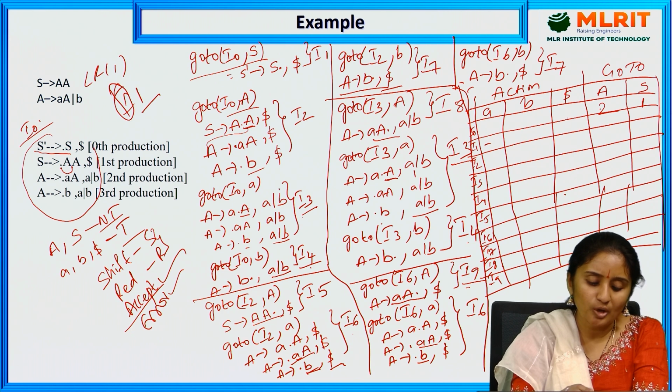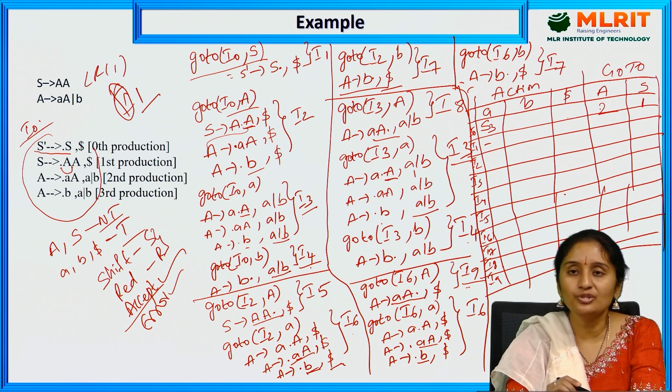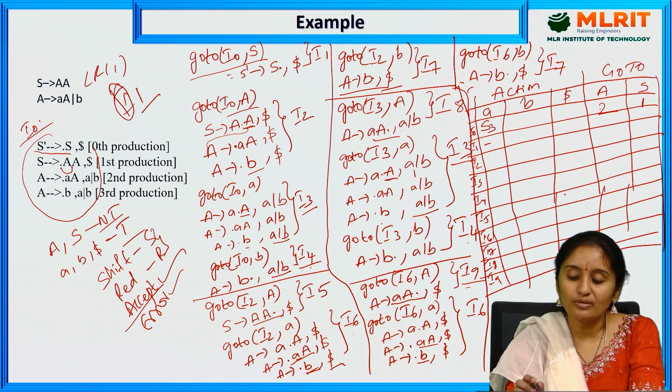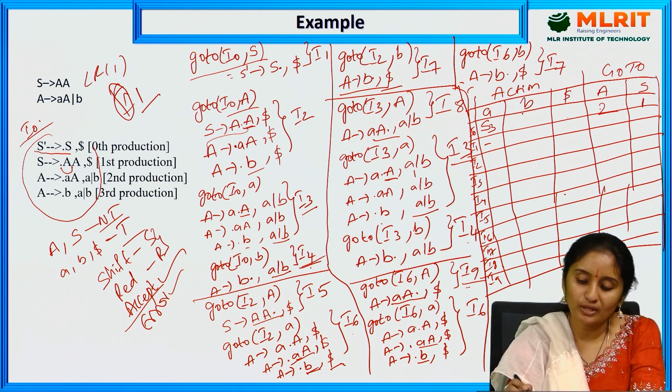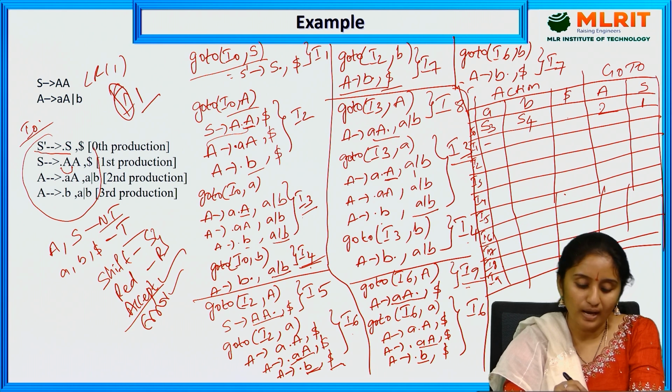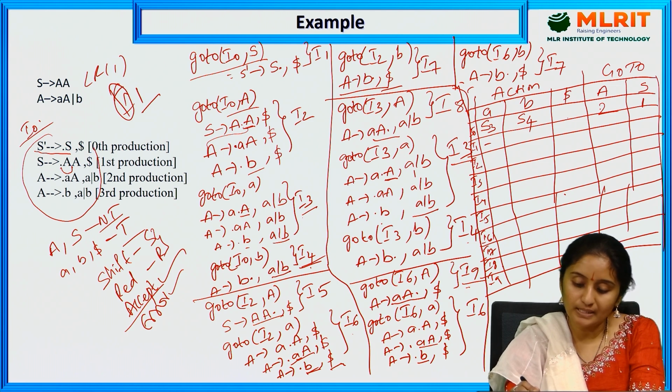I0 on small a. Here we got I3. So instead of writing I3, we are just writing shift 3. I0 on small a, it is moving to shift 3, S3. Instead of I, we are going to write S. Why? Because action consists of shift, reduce, and accept. I0 on small b, it is moving to S4. I2, comma capital A, it is moving to 5.